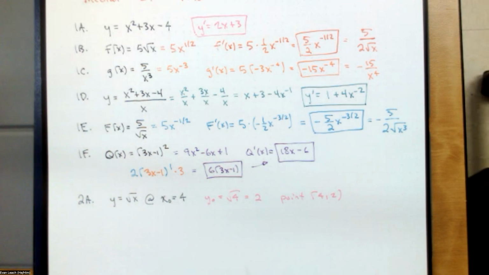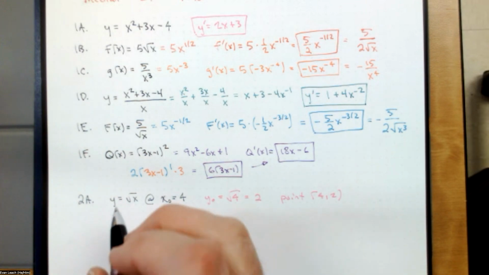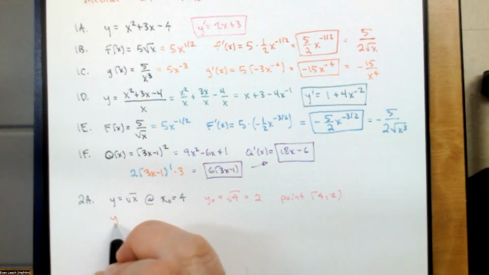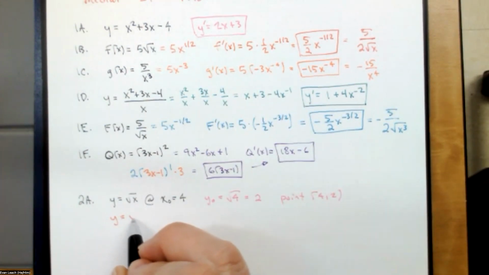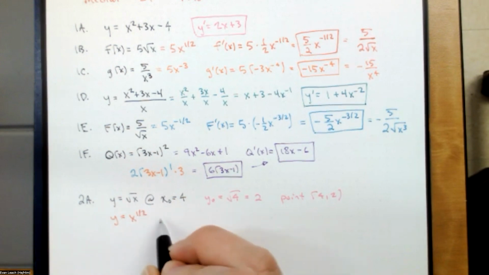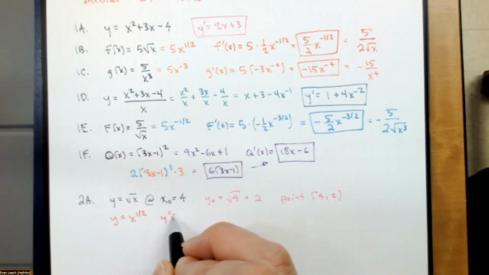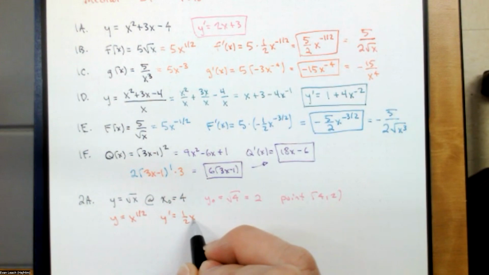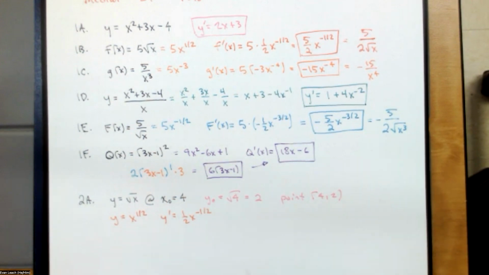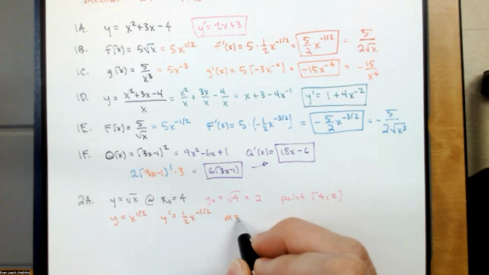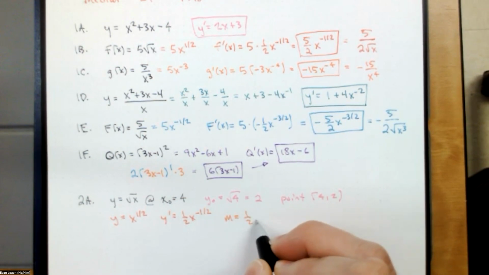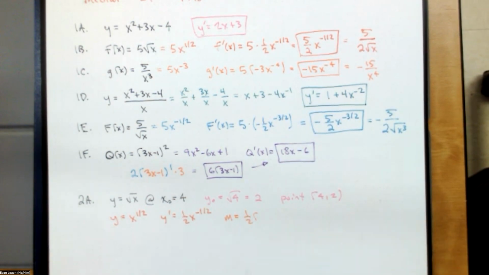For the slope, we need the derivative. So we're going to read this as x to the 1/2 power. And so that tells us that y prime is 1/2 x to the minus 1/2. And then we plug in 4. I want y prime at 4 for the slope. So the slope is 1/2 times, I'm going to write it out.